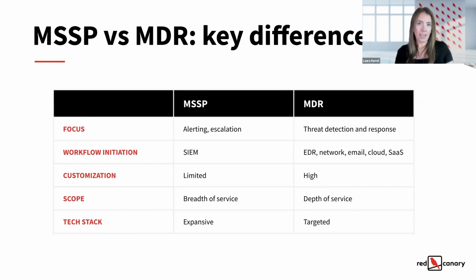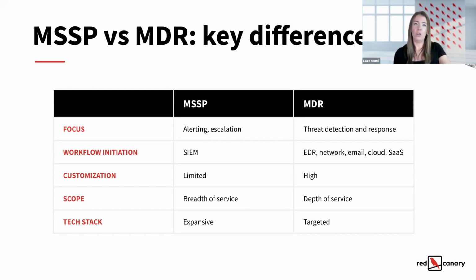All right, so I kind of talked through these, but just to put them in a clearly defined table, here's some of the key differences between an MSSP and an MDR. With your MSSP, they're really going to focus on alerting and escalation. So they'll get those alerts and then they'll say, hey, this could be something bad, and they're going to send that over to you. With an MDR, they're really focusing on threat detection and response.